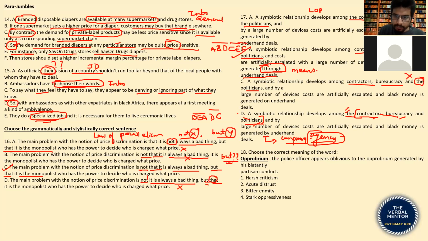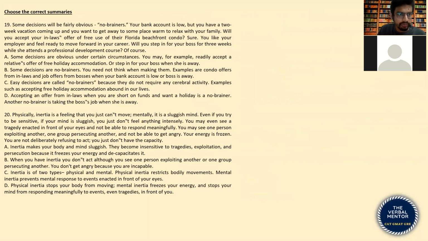Okay. Opprobrium, a vocab-based question, clearly. It means harsh criticism. It's a binary question, either you know it or you don't. Okay, harsh criticism. Perfect. All right, choose the correct summaries.